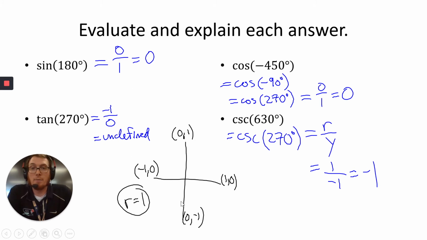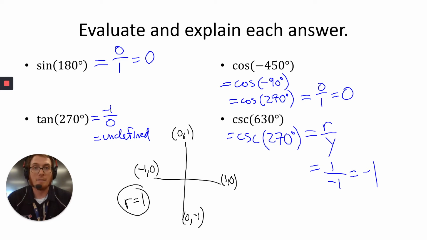Tangent of 270 would be straight down here. It would be y over x, and y is -1, x is 0. -1 divided by 0 is undefined because you can't divide by 0. So if you try plugging in tangent of 270 into your calculator, it'll probably say there's an error of some type. You might want to try that and make sure your calculator is doing what it's supposed to do.